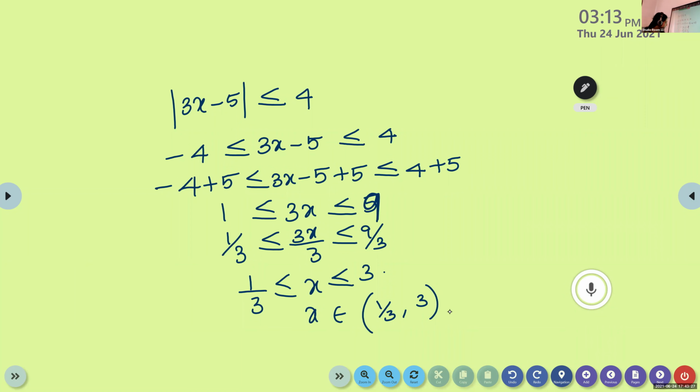X belongs to the interval. Here it is a closed interval. Here it is given equal to, so it is not open. We have to write closed. Why are we writing the closed interval here? Because less than or equal to is used.